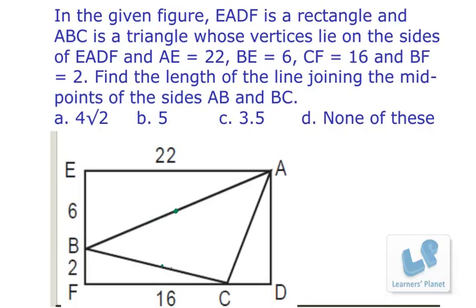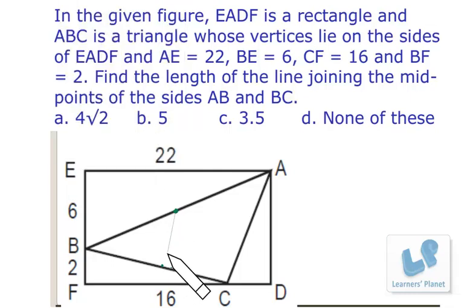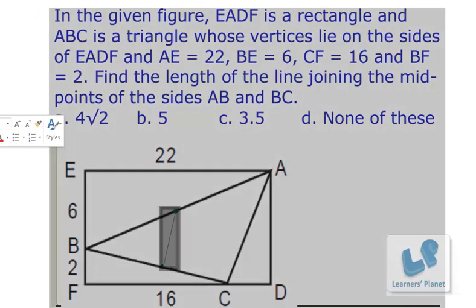In the given figure, EADF is a rectangle and ABC is a triangle whose vertices lie on the sides of EADF, and AE is 22, BE 6, CF 16, BF is equal to 2. Find the length of the line joining the midpoints of side AB and BC. I have marked the midpoint of side AB and the midpoint of side BC.